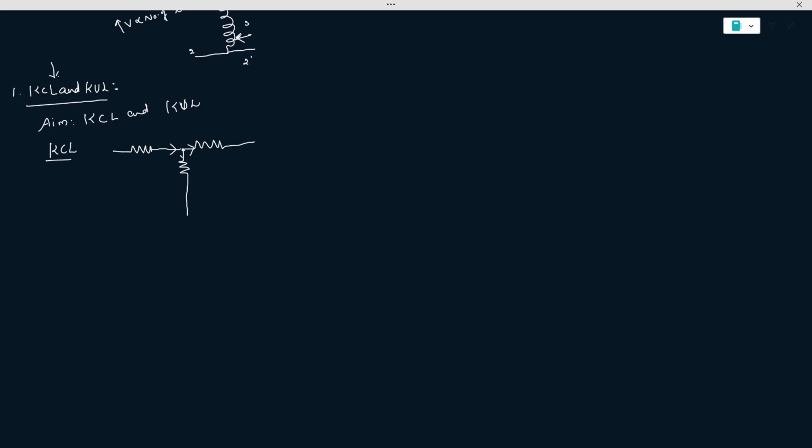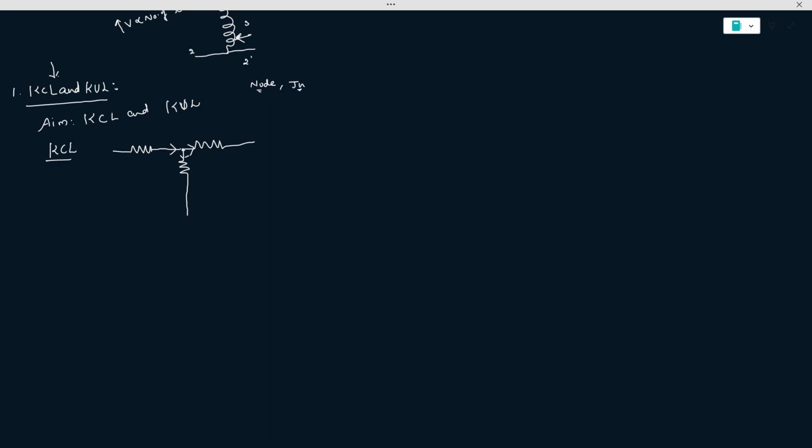In the literature, there is a slight difference between junction and node. A node is an intersection of at least two elements and more than that. For a junction, we should have at least three elements. Then it's a junction. So all junctions are nodes.